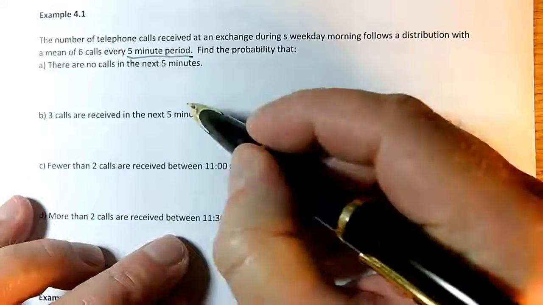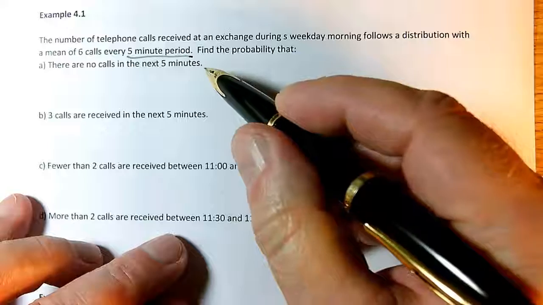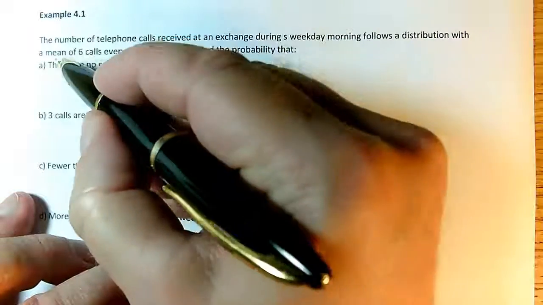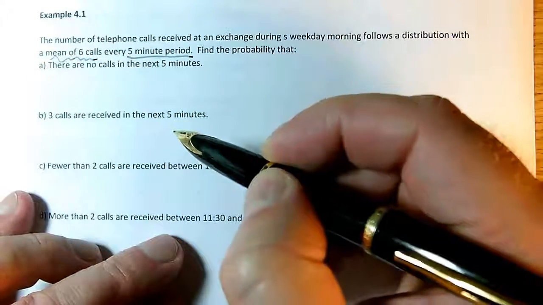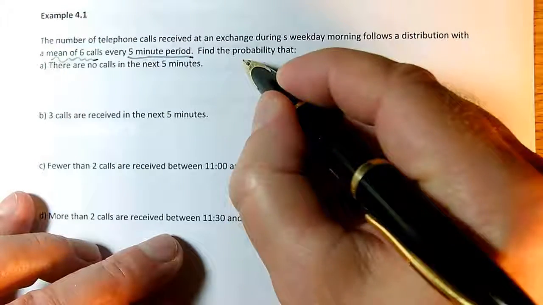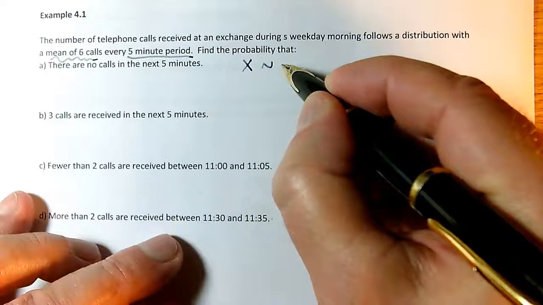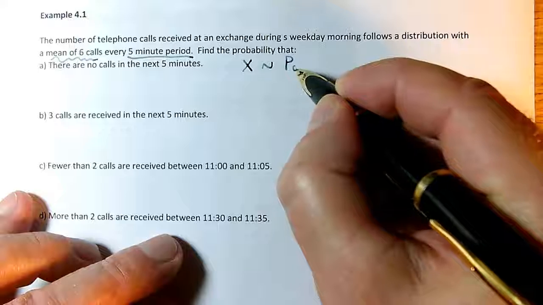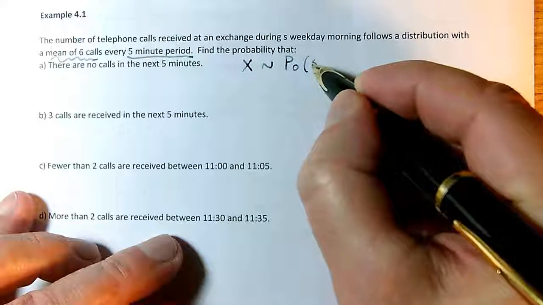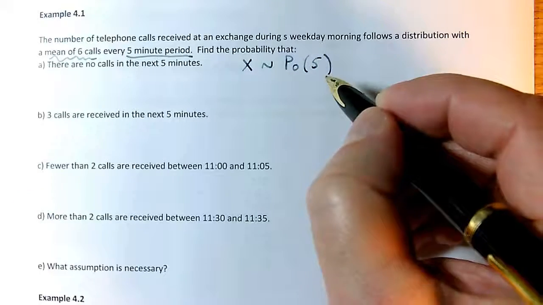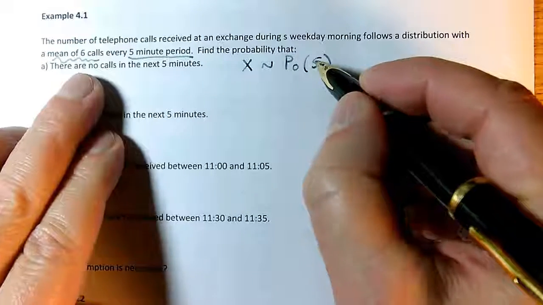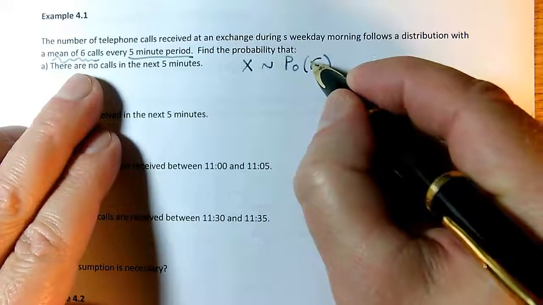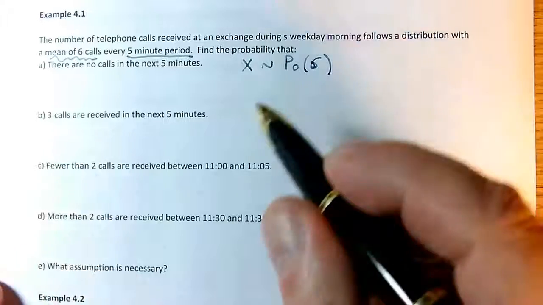In each case, these are all different 5-minute periods, but we're counting calls in 5 minutes. And oh look, we're given a mean for how many calls we get in 5 minutes. So for this version, X, the number of calls, is going to have a Poisson distribution. We define that this way. We write Po brackets and then, no, it's not 5, it's 6 is our mean. We're not going to be using that figure of 5 at all, actually.